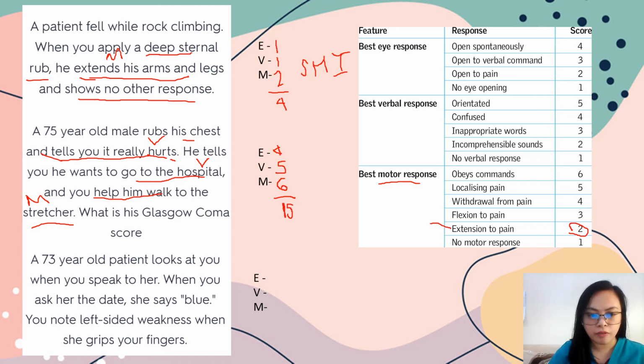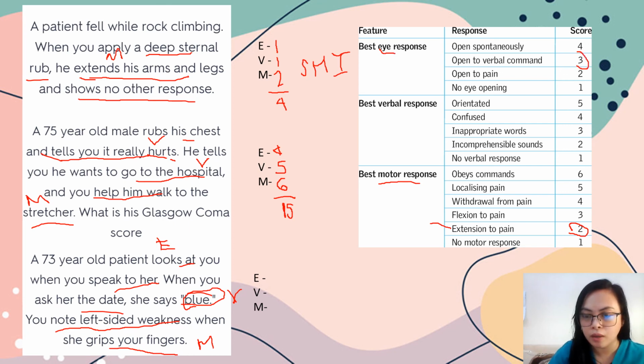Next is a 73-year-old patient who looks at you when you speak. This is eye. When you ask her the date, she says blue. Oh, inappropriate words. And you note left-sided weakness when she grips your finger. This is the motor. So she looks at you when you speak to her, so that is scored 3 when there is a verbal command.